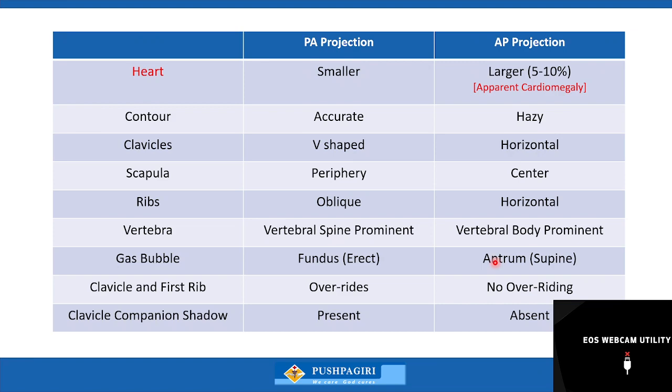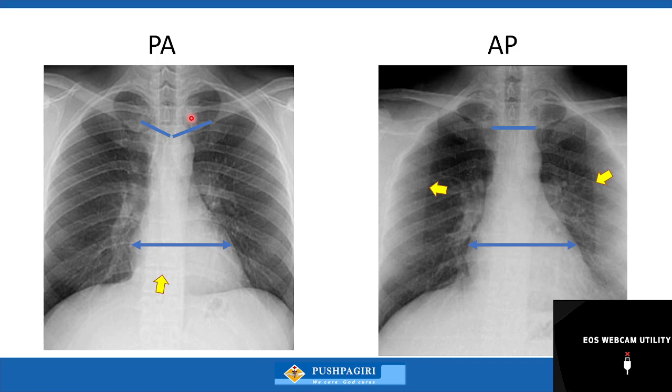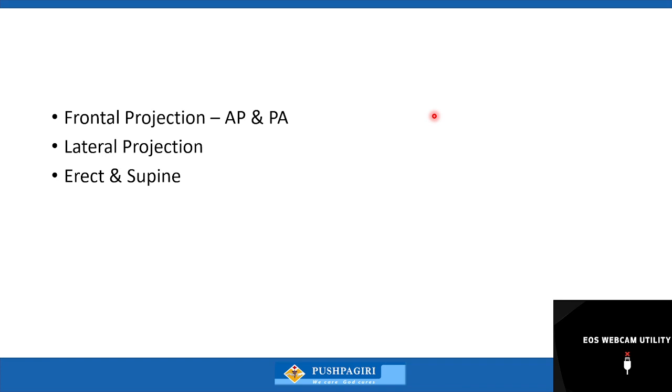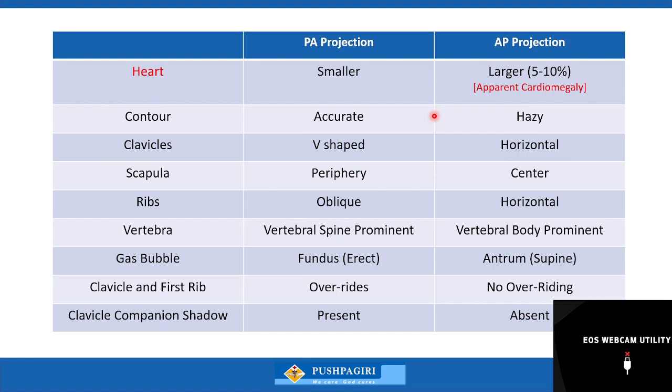Then the clavicle and the first rib will overlap in a PA projection, whereas that will not be there in an AP projection. And a clavicle companion shadow will be present in a PA projection, that will be absent in an AP projection. So these are the differences, probably for exams, all these points. This is important for exams.